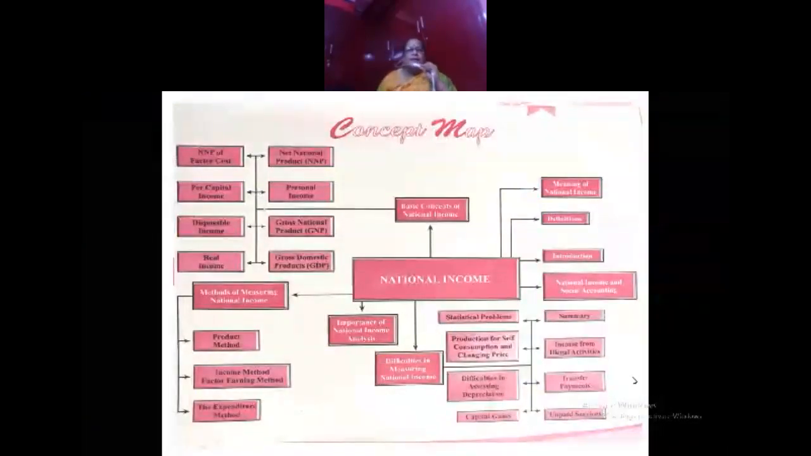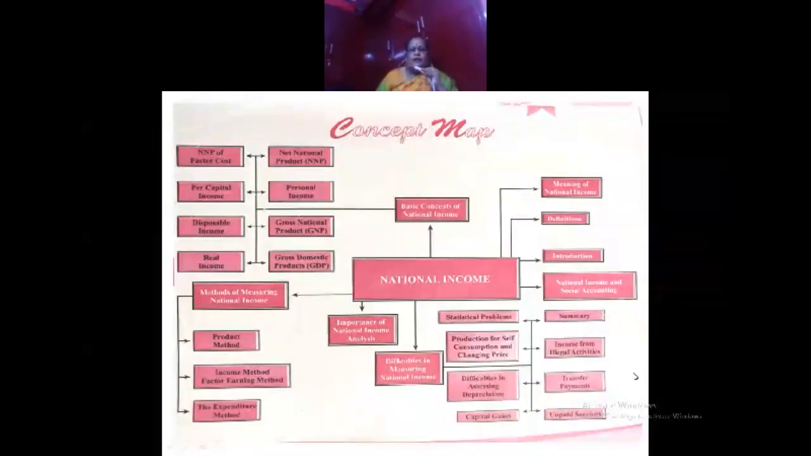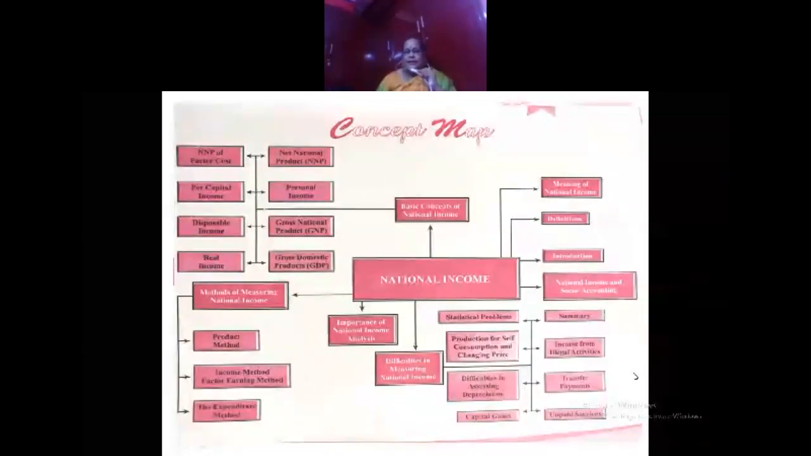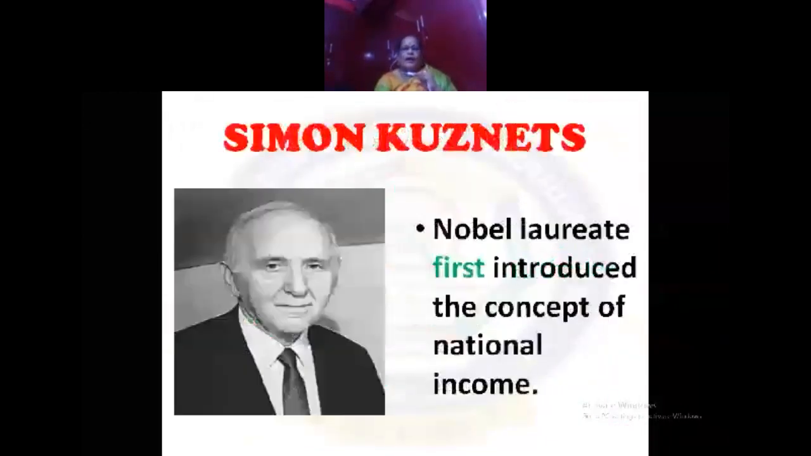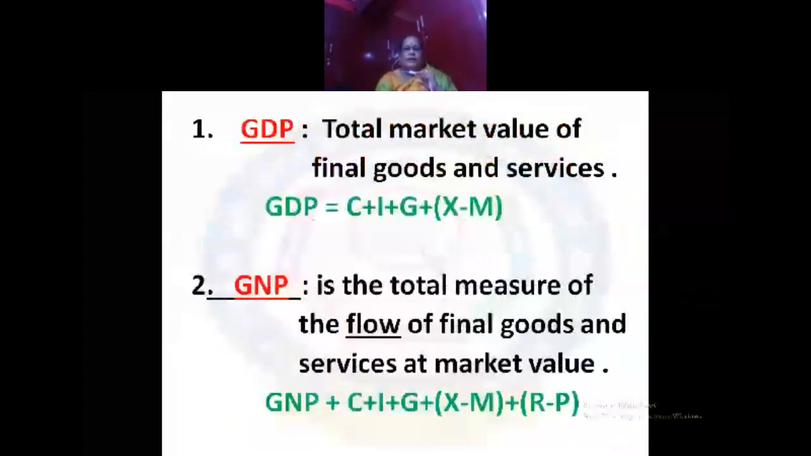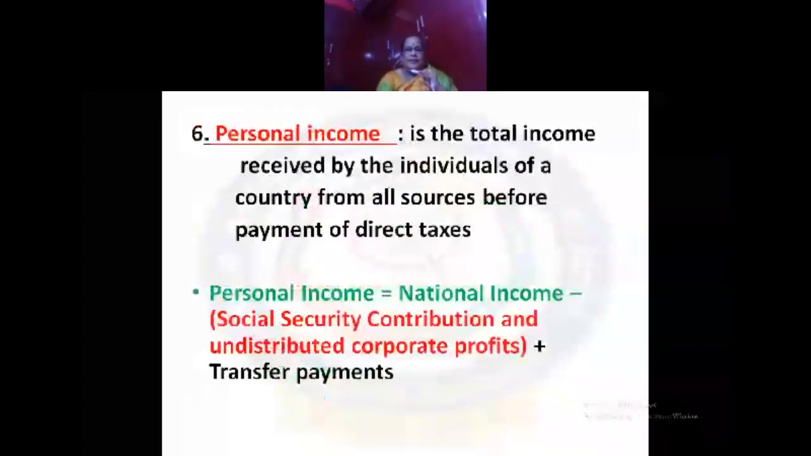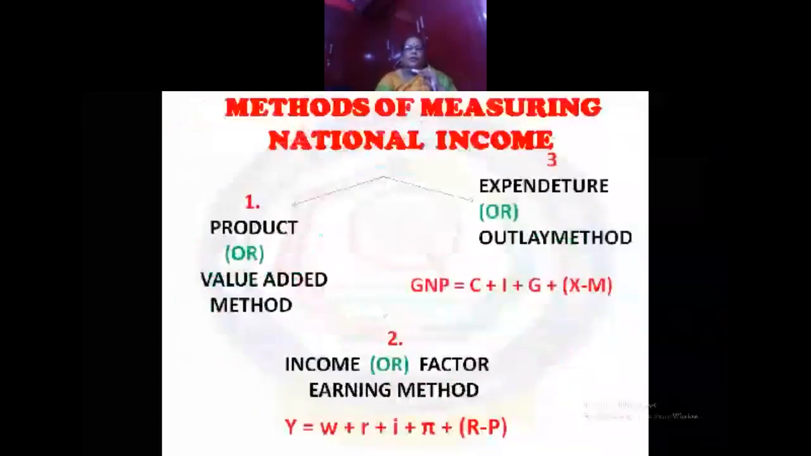Today we are going to see the methods of measuring national income. As we have completed all the measuring concepts in this lesson, now we are going to see what are all the methods used for measuring national income. There are three methods. Number one, product method. Number two, income method. Number three, expenditure method.